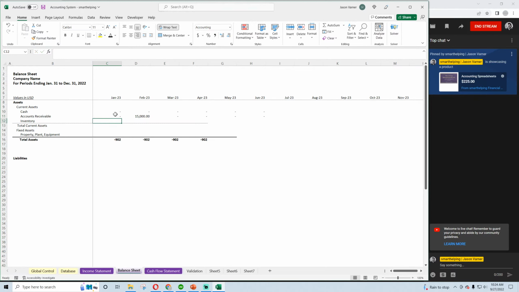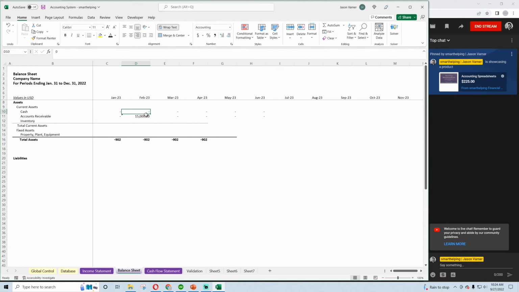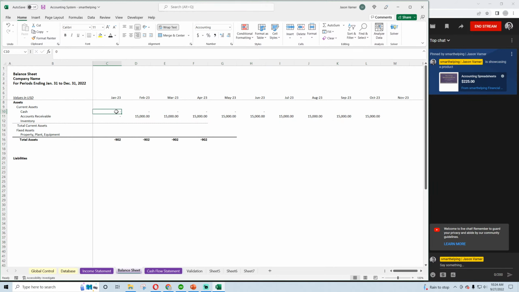Okay, so now we should be able to drag this over and add the previous month. And now you'll have a running balance of your accounts receivable. Now we haven't done inventory or cash yet, we'll get to that.